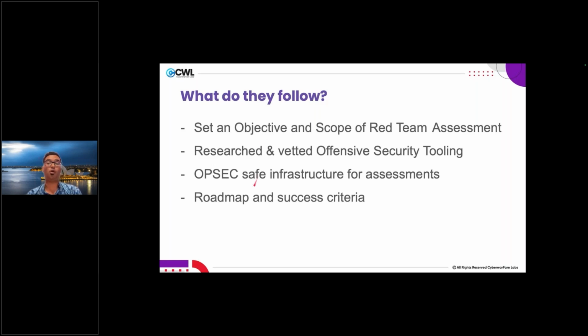Then third is very important. This is OPSEC safe infrastructure for assessment. So from where does the red team perform their operation, right? They need to have a safe infrastructure, or a kind of posture of their own, from where they can perform these kinds of things. That is OPSEC, operational security safe infrastructure. They don't want the SOC team or the blue team to track back to them, because it can burn their tools, it can burn their TTPs, whatever they are using. So they try to make it very operationally secure.